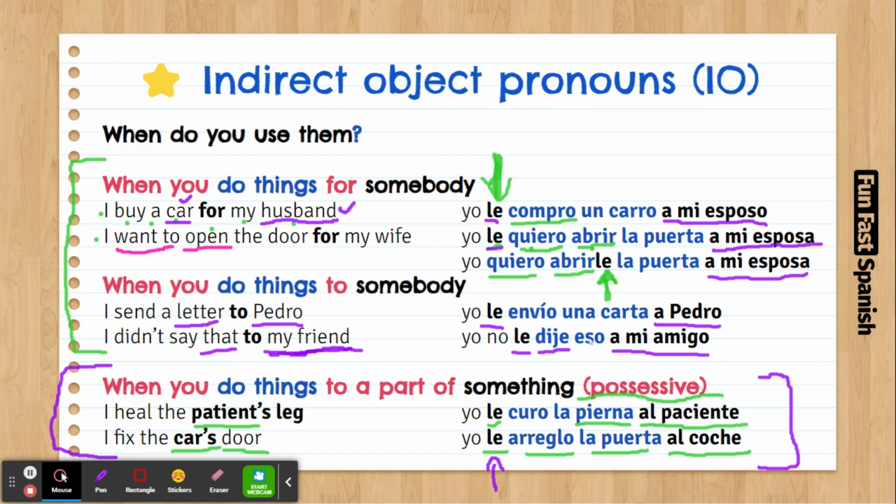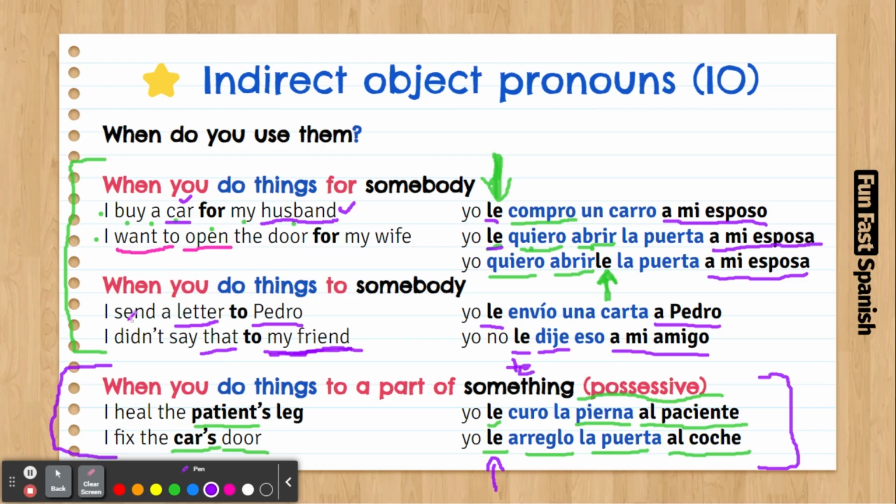Yo no te dije eso. That's it, right? Yo no te dije eso. Because you here would be a second person, so it would be yo no te dije eso. I would have used te instead of le because it's to you.